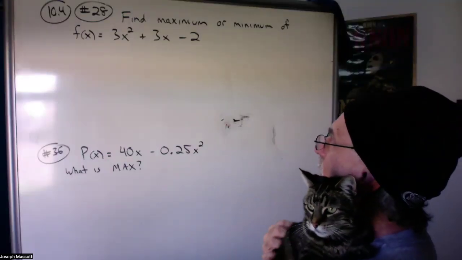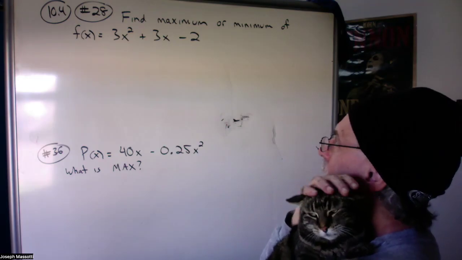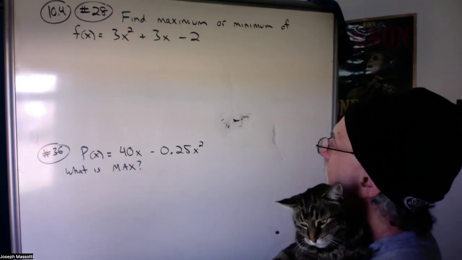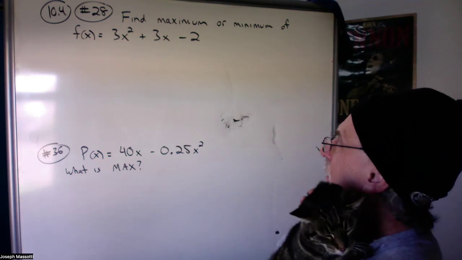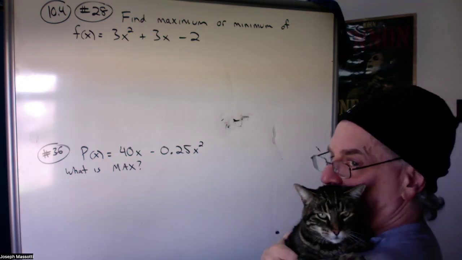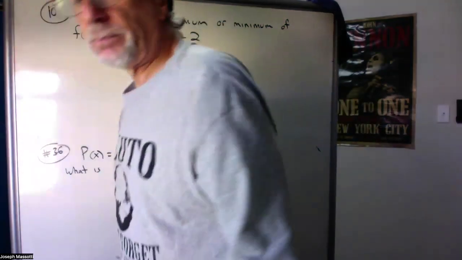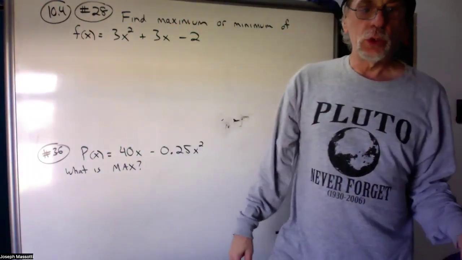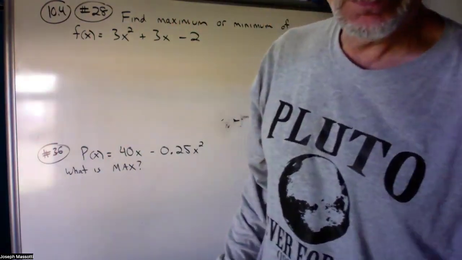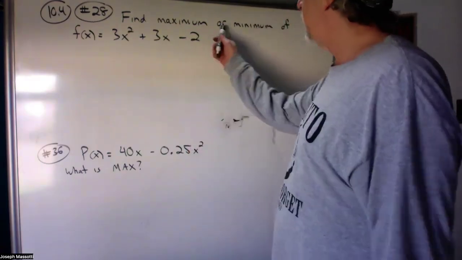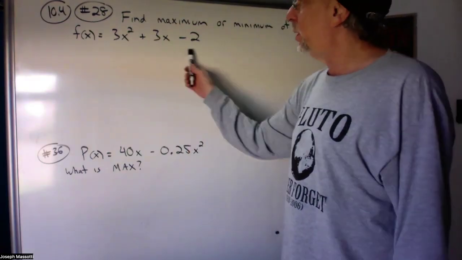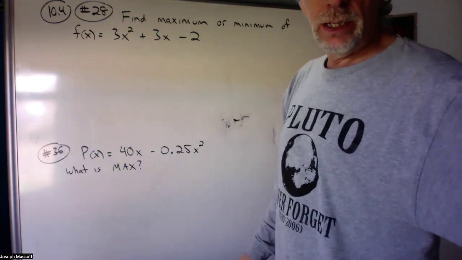All right, so we're still in 10.4 here. Do a couple of examples dealing with maximums and minimums. So, number 28, we are asked to find the maximum or minimum of this quadratic equation.